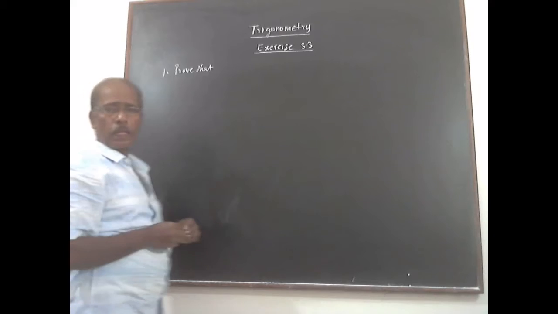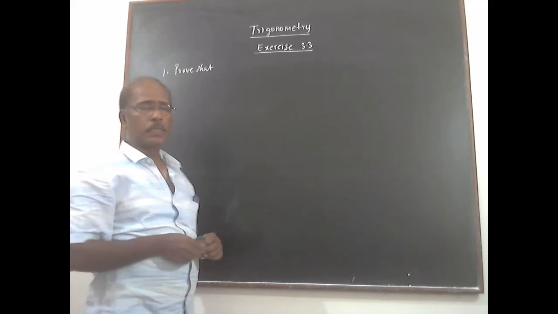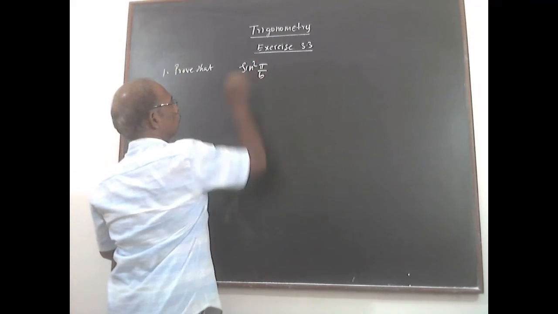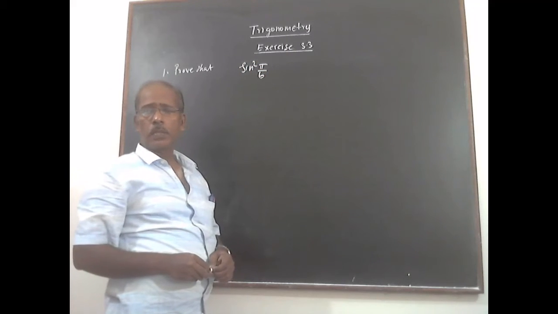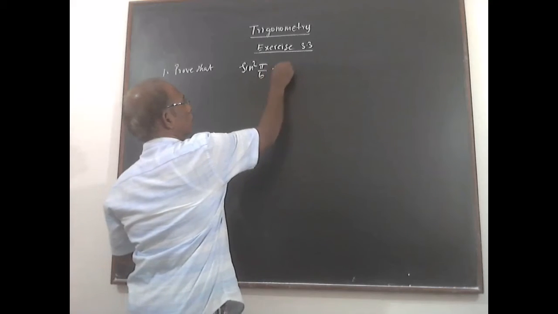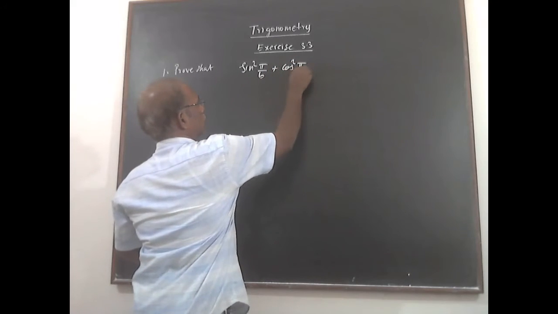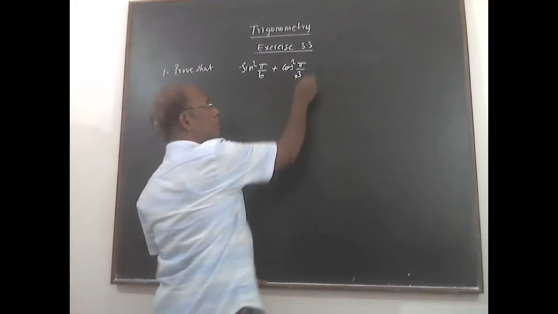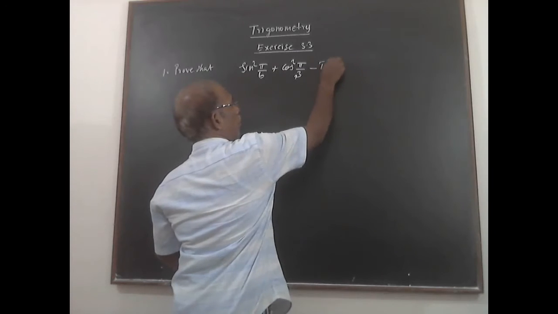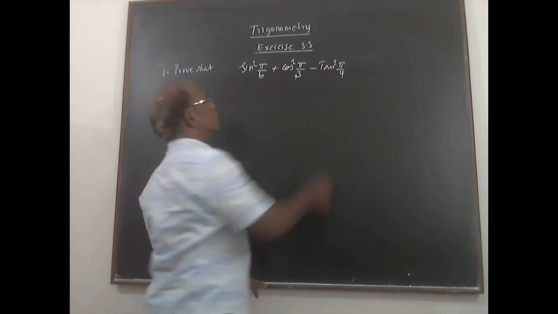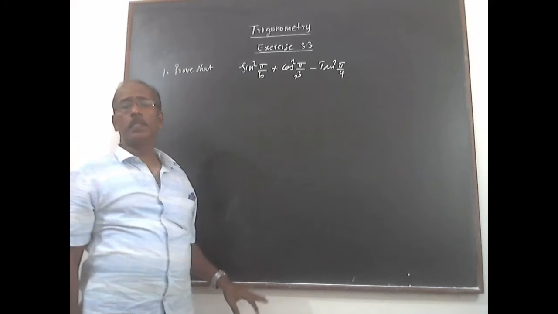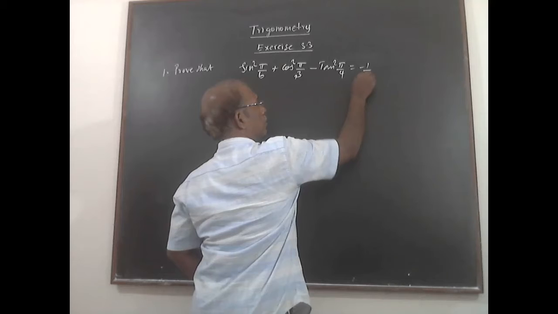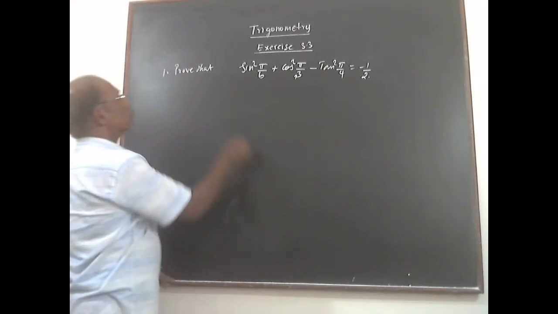Question number 1: sin square pi by 6 plus cos square pi by 3 minus tan square pi by 4. The simplified value should be equal to minus 1 by 2. Proof.